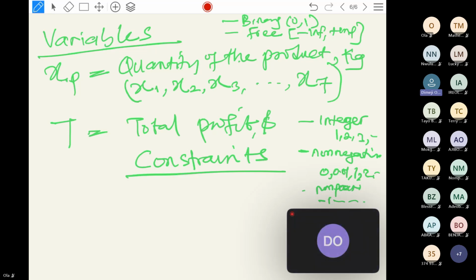We have to set this to non-negative. That is, we say that X1, X2, X7 must be greater or equal to 0. That is how to mathematically represent that data is not negative. It must not be negative. You can never have a negative mass. You can never have minus 2 kg or minus 3 kg. It will always be positive.